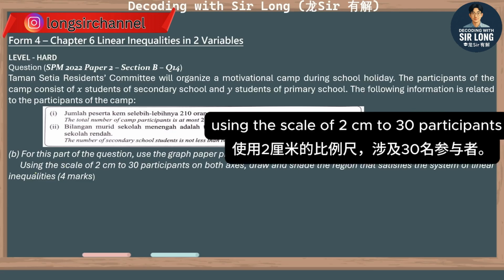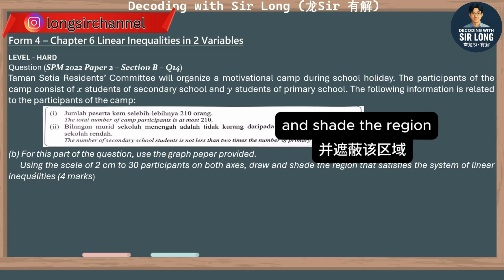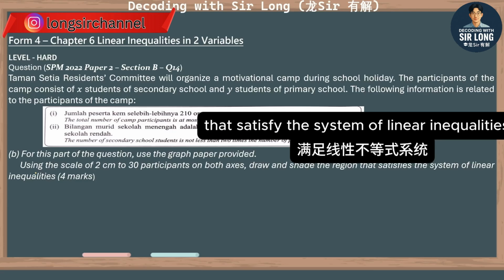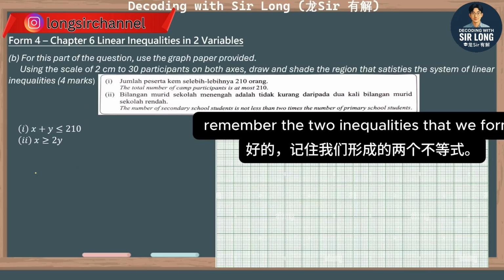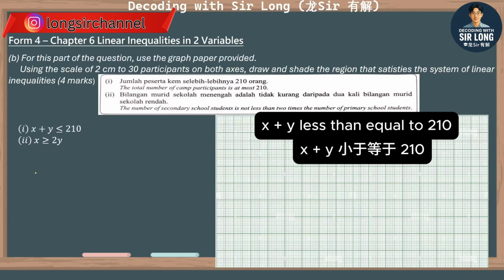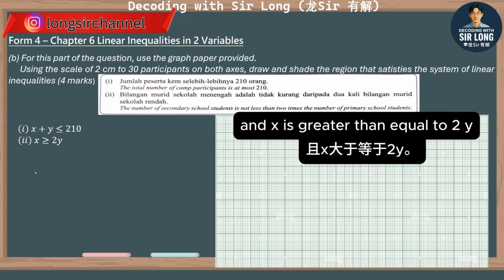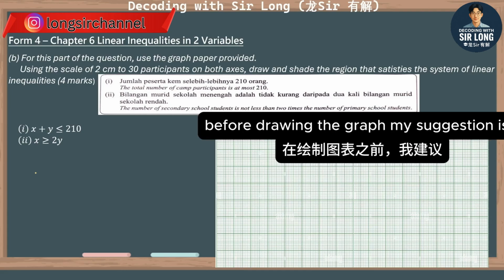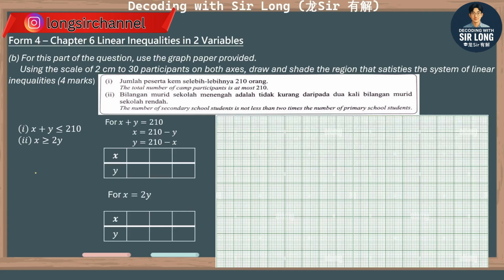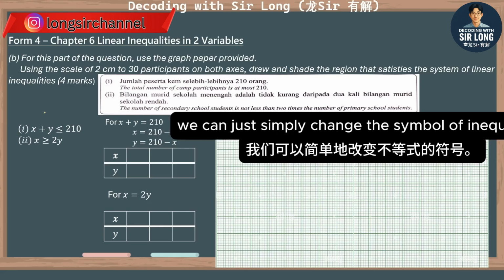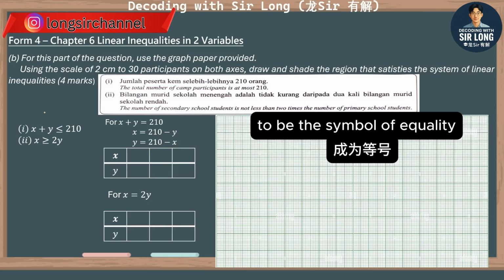Look at the rule. Using the scale of 2 cm to 30 participants on both axes, draw and shade a region that satisfies the system of linear inequalities. First of all, remember the two inequalities that we formed in the first sub-question: s plus y less than or equal to 210 and s is greater than or equal to 2y. Before drawing the graph, my suggestion is we make these two inequalities into equations first. How to do it? We can simply change the symbol of inequality to the symbol of equality.